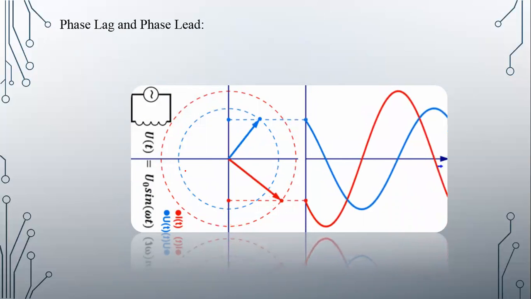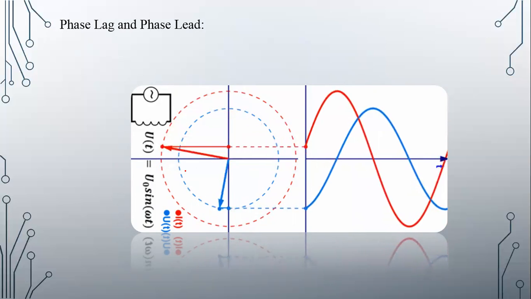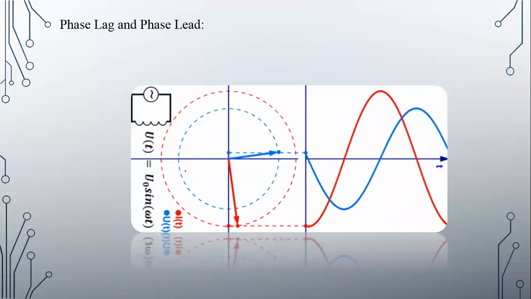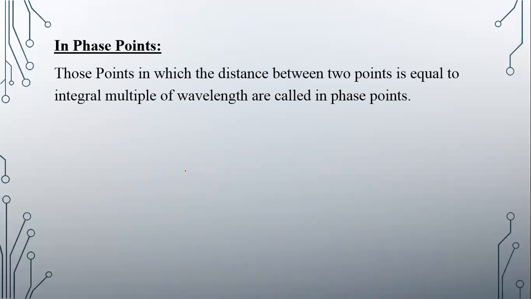So here blue wave is leading the red wave by a phase difference of 90 degree. Now there are few points and some of them are called in phase points on the wave and some are called out phase points on the wave. So those points in which distance between them is equal to integral multiple of wavelength are called in phase points. कि ये वो पॉइंट्स होंगे जिनका दरमियानी डिस्टेंस इंटीग्रल मल्टीपल ऑफ वेवलेंथ की फॉर्म में हासिल होगा.